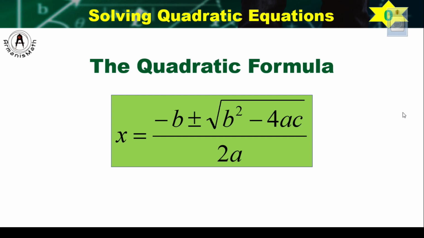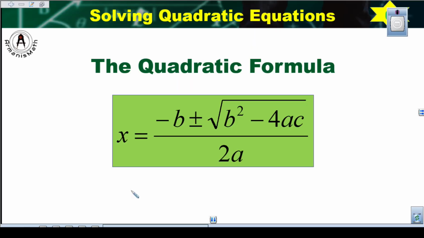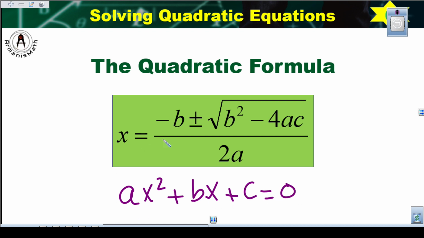It's there for you. Anyways, for this to work, you really have to know your ABC once again. So the quadratic formula goes like this: x equals negative b plus or minus the square root of b squared minus 4ac, divided by 2a. And I'm going to put it one more time here. What we're talking about is ax squared plus bx plus c equals 0. So you have to really know your ABC to do the quadratic formula. Okay?